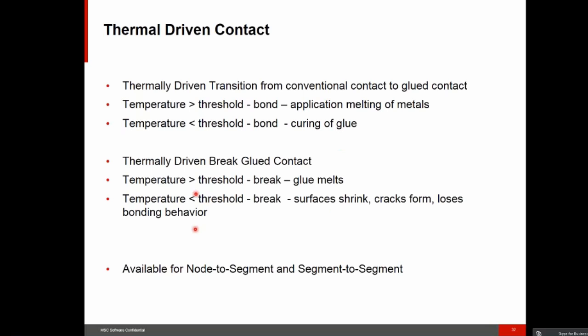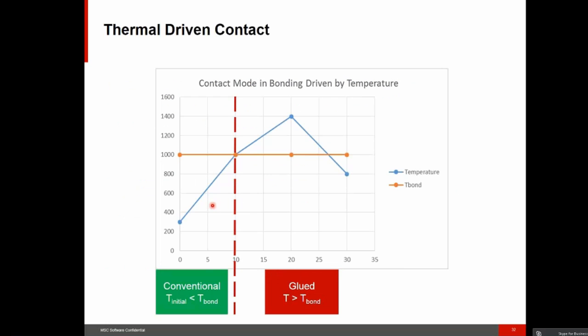On the flip side, you can do the opposite. You can say break from glued contact to conventional contact based upon these particular threshold temperatures. It's available for both node to segment and segment to segment contact. It's available both for continuum elements and for shell elements.